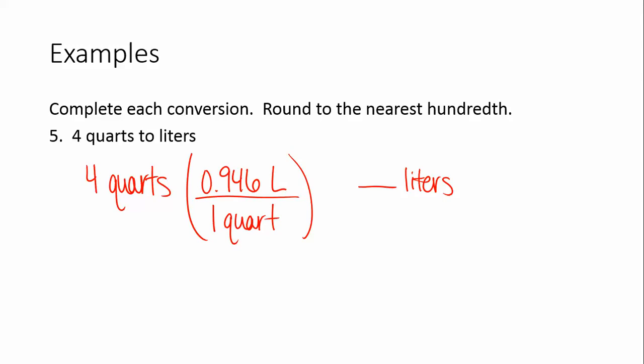So now we're going to take 4, we're going to multiply it by 0.946, and we get 3.784, and we want to round that again to the nearest hundredths, so it's about 3.78 liters.